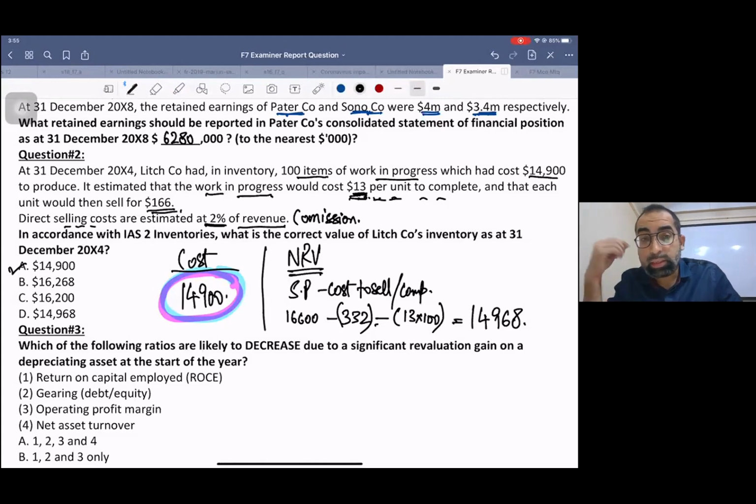So the answer is A. Again, this is a simple question, and this is one of the latest questions by accaglobal.com.